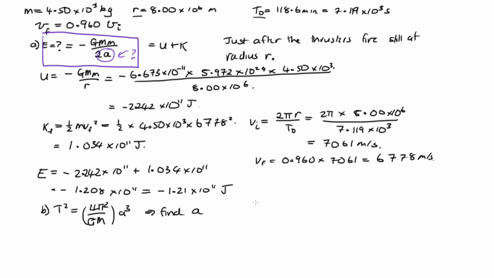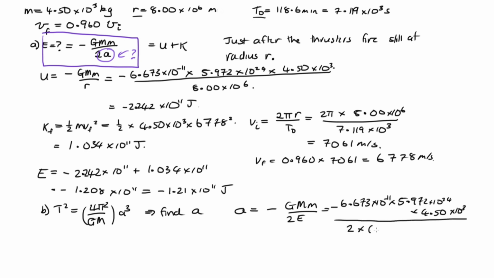So let's rearrange this equation in the purple box, and we can say, well, a is equal to minus GMm over 2E, which is equal to minus 6.673 times 10 to the minus 11 times 5.972 times 10 to the 24 times the 4.50 times 10 to the 3, all divided by 2 times, and this is minus 1.208 times 10 to the 11. So we enter all this into the calculator, and when we get that, we get a is equal to 7.423 times 10 to the 6 meters. Okay, so now we've got a, so now we can find T.